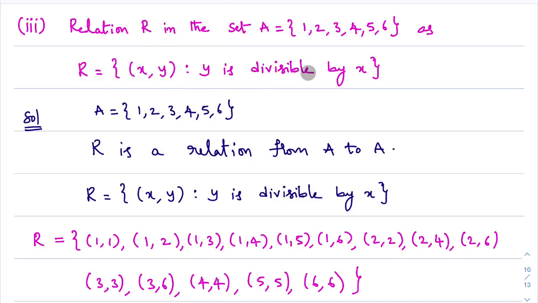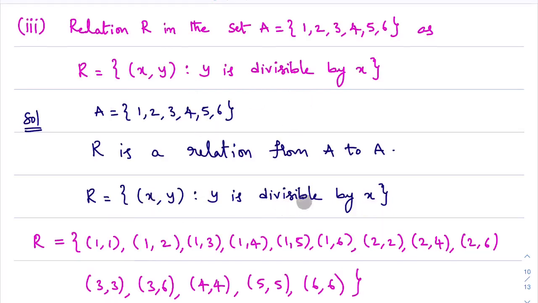So as usual, I'll write 3 steps. First, given set A = {1, 2, 3, 4, 5, 6}. Next, relation from A to A. Next, given relation: ordered pairs (x, y) such that y is divisible by x. Here, do we need to write this relation in roster method? We need to check whether this relation is reflexive, symmetric or transitive.